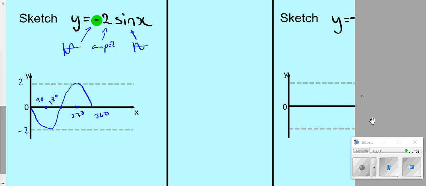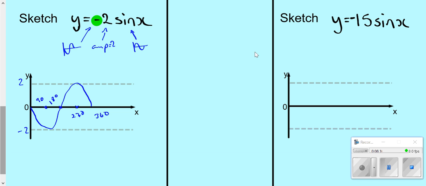Now, I've got one for you to try. So again, pause the video, take as long as you need to try and work through it, and then press play to see how you get on.